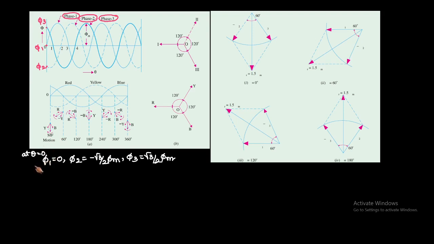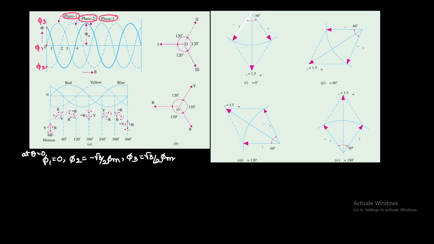If you add these fluxes, phi 2 is exactly opposite to phi 3, because they are equal in magnitude but have opposite signs. If you draw the phasor diagram, as drawn here, let us draw phi 1 like this.